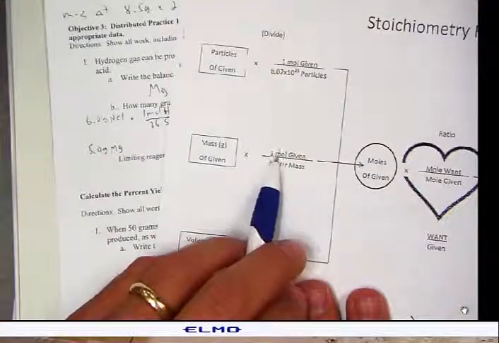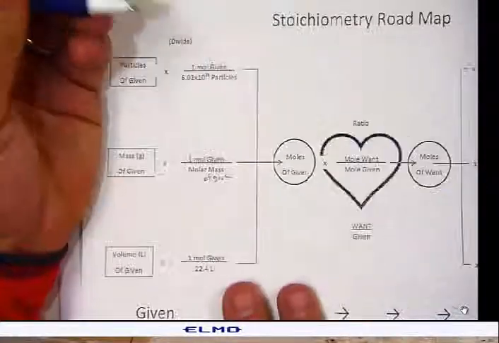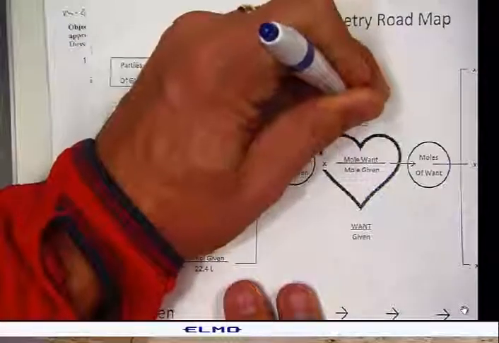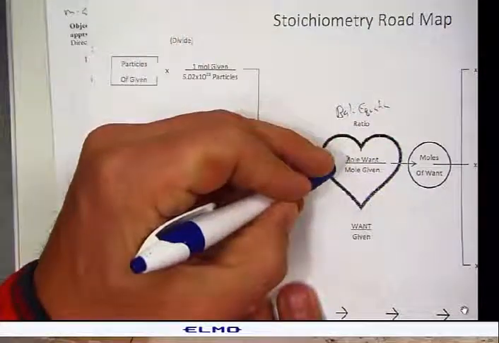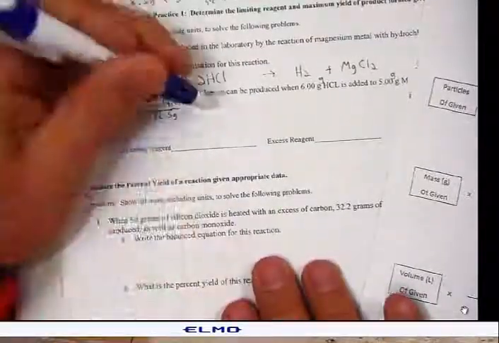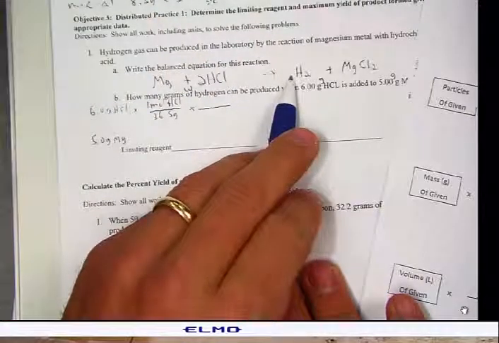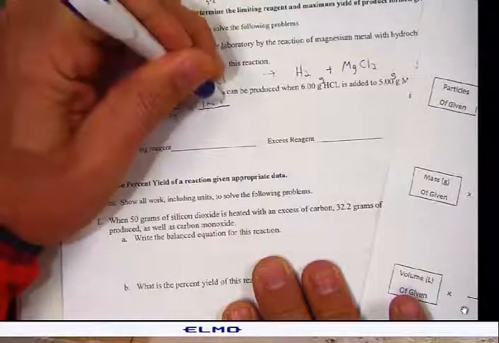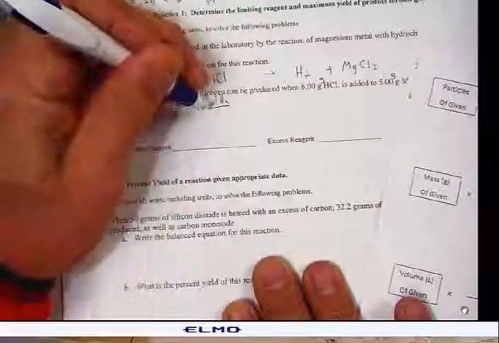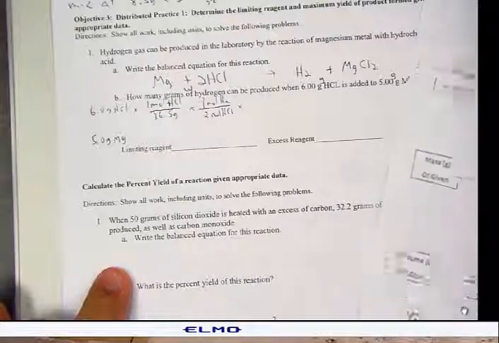In fact, we're there now. We've done this step, which has to be a 1 mole of given over molar mass of given. Next is the heart of the problem. The ratio comes from the balanced equation. Moles of want over moles of given. What was my want? Hydrogen. So moles of want goes on top. Find hydrogen. It's got kind of a 1 next to it. 1 mole of H2, which is want. Moles of given, hydrochloric acid. It's got a 2 next to it. 2 moles of HCl.